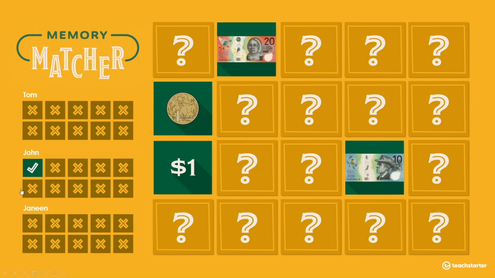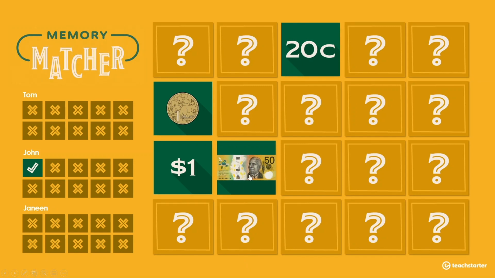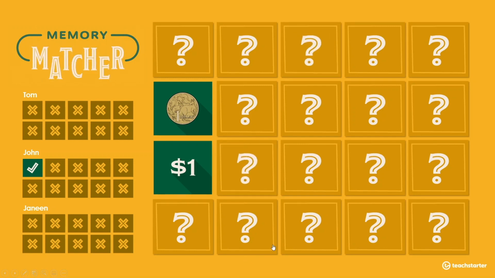So it's John's turn still because he made a match, but John didn't get a match that time, so he flips it back over. Then it comes to Janine's turn. Janine chooses a 20-cent coin and two others. Oh, not that one. Now it's back to Tom.